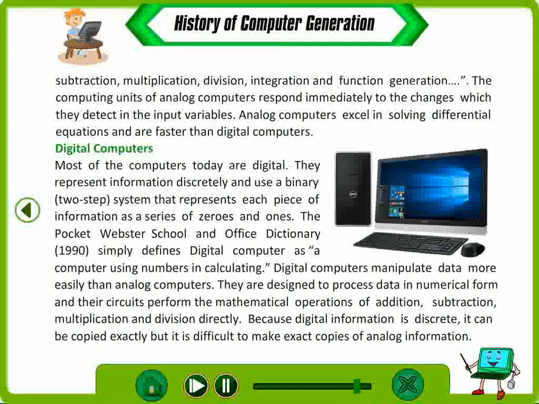Digital computers manipulate data more easily than analog computers. They are designed to process data in numerical form, and their circuits perform the mathematical operations of addition, subtraction, multiplication, and division directly. Because digital information is discrete, it can be copied exactly, but it is difficult to make exact copies of analog information.